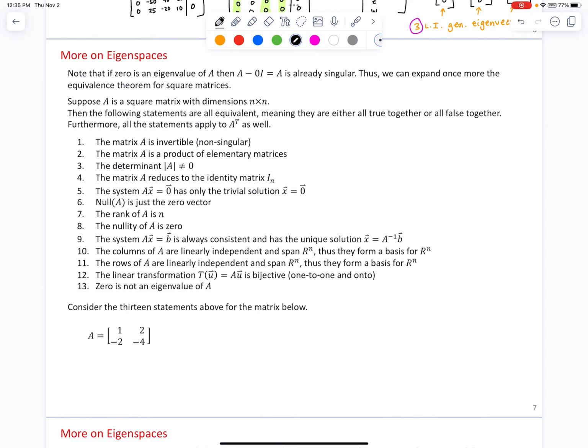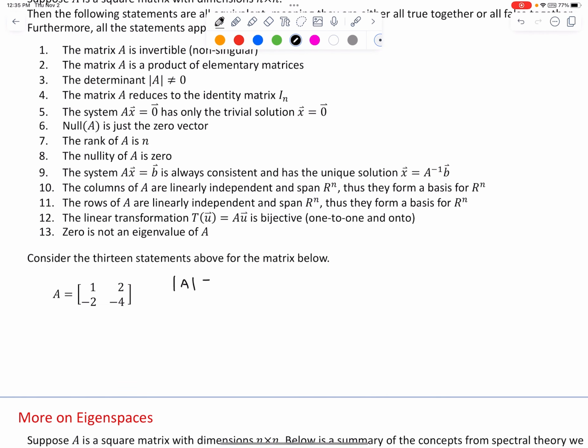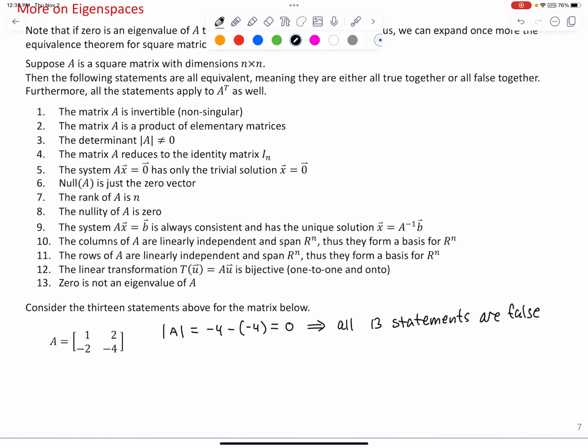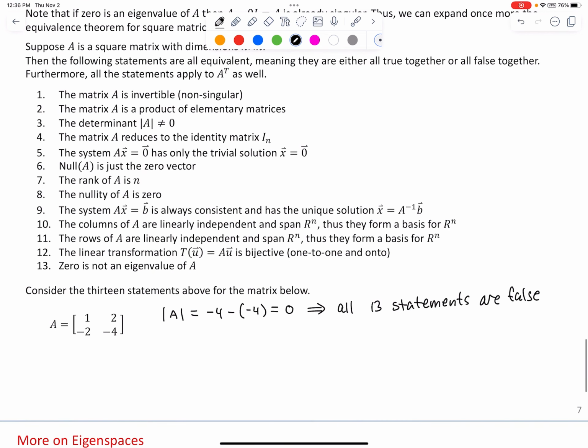Let's begin by calculating the determinant of this 2 by 2 matrix. So 1 times negative 4 is negative 4, and then minus 2 times negative 2 is negative 4. So we get negative 4 plus 4, and sure enough, we get 0. So this means that all 13 statements above are false. In particular, it means that the 13th statement is false. And so the negation of "0 is not an eigenvalue of A" is that 0 is at least one eigenvalue of A. Let's go ahead and find the eigenvalues of this matrix by setting up the characteristic equation.